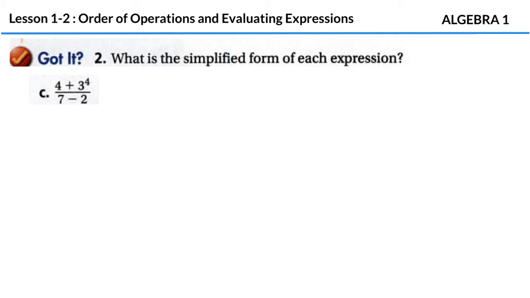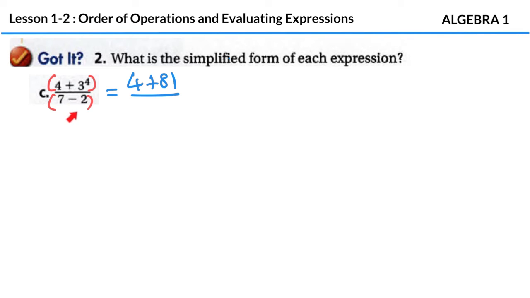Try this: (4 plus 3 to the power 4) divided by (7 minus 2). We know that a fraction bar acts like a parenthesis, so we will do this and this. If we have to do the numerator, 4 plus 3 to the power 4, which one will you perform first? The power, of course. So 3 to the power 4 is how much? It is 81. So 4 plus 81, divided by 7 minus 2.